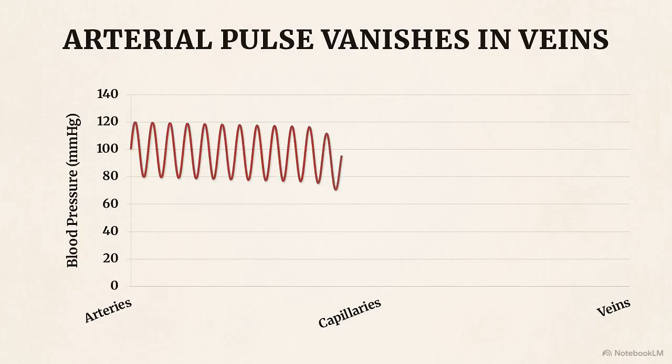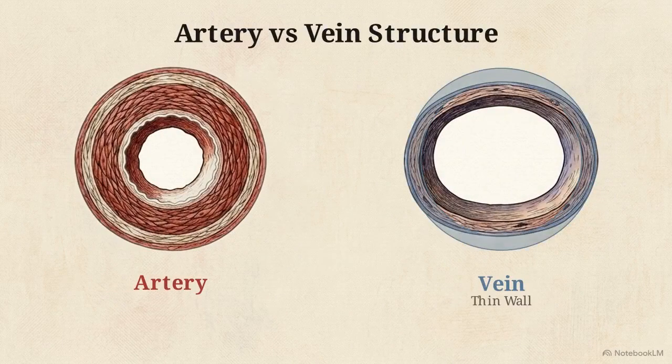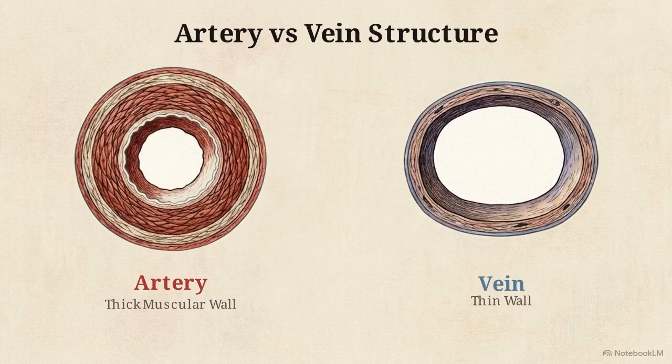By the time blood reaches the veins for the return trip, it has lost its pulse and is moving under low pressure. Consequently, veins require much thinner walls with little elastic tissue, creating a wide central lumen that allows large volumes of sluggish blood to flow easily.